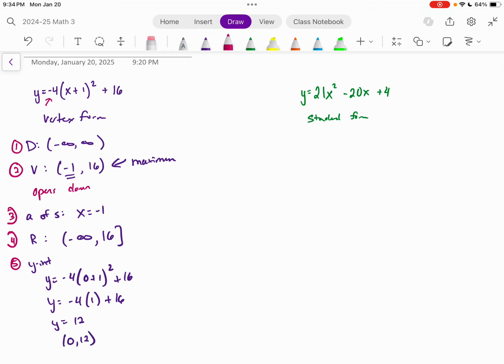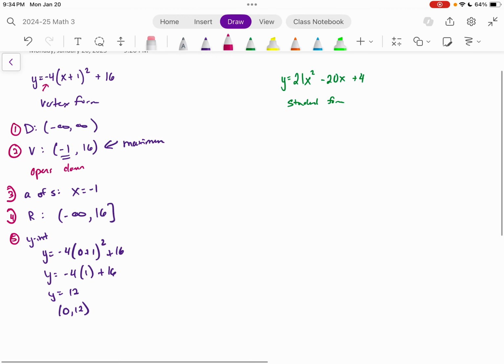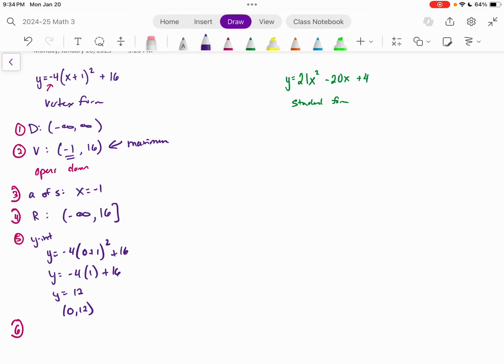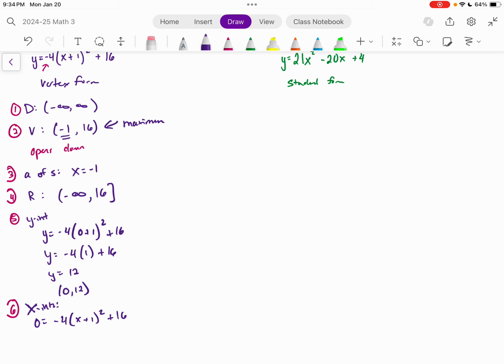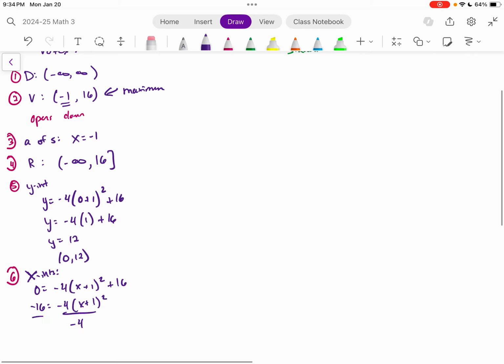And then last but not least, we need to find the x-intercepts, sort of the hardest thing to find here. We're going to want to plug in 0 for y and solve, because we're trying to find these x-intercepts. When we're faced with this, we want to get everything away from x. So the easiest thing is to subtract 16, and the next easiest thing is to divide by -4. Then we'll get 4 equals (x plus 1) squared.